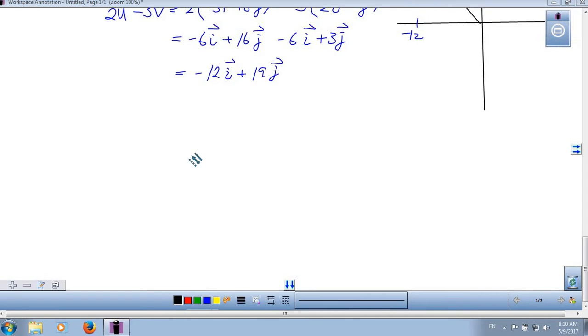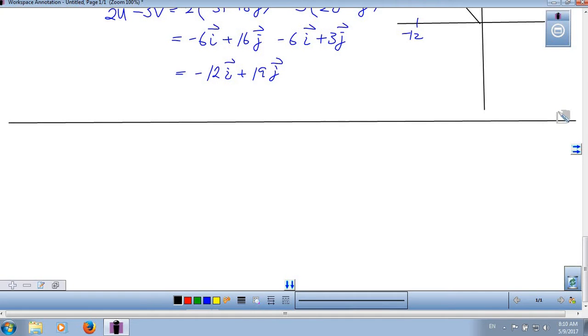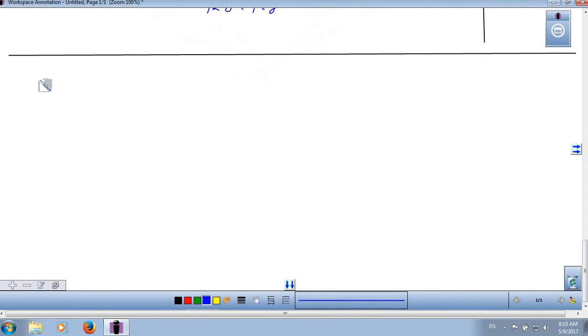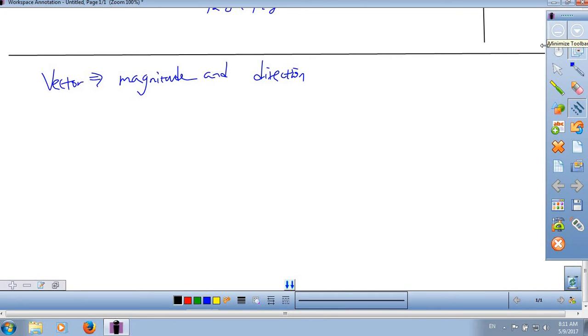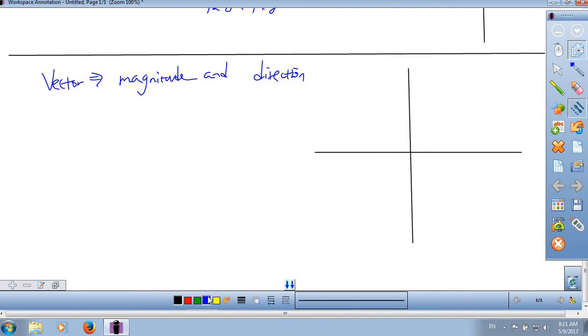Alright, now let's move on to one more topic for today, for this video. We're going to talk about the direction angle. Remember, we talked about vectors. A vector has magnitude and direction. So we have talked about magnitude, and how to identify magnitude already. So let's go ahead and extend our discussion now to how we determine the direction.